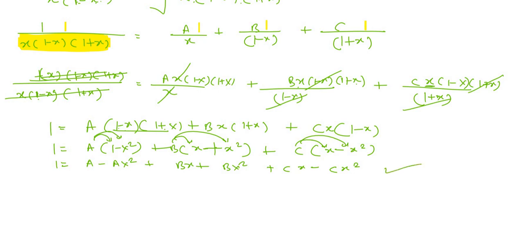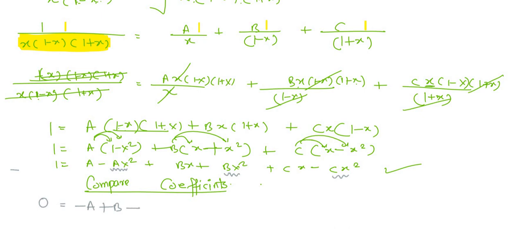Now the thing is how to calculate a, b, c. For that we write down and compare coefficients, maybe of x square or maybe the constant. So if you see carefully, the x square coefficient is this and this, and here there is nothing. So can I write 0 is equal to minus a plus b minus c, first equation, correct?